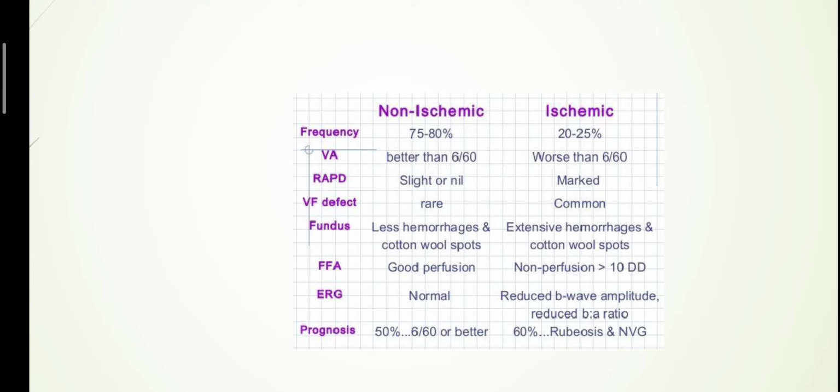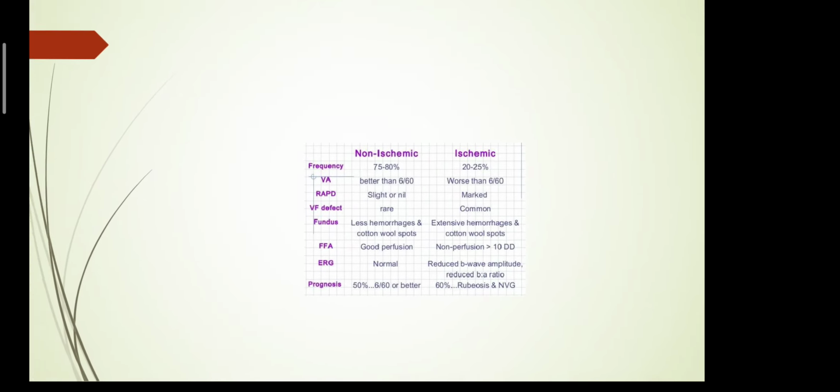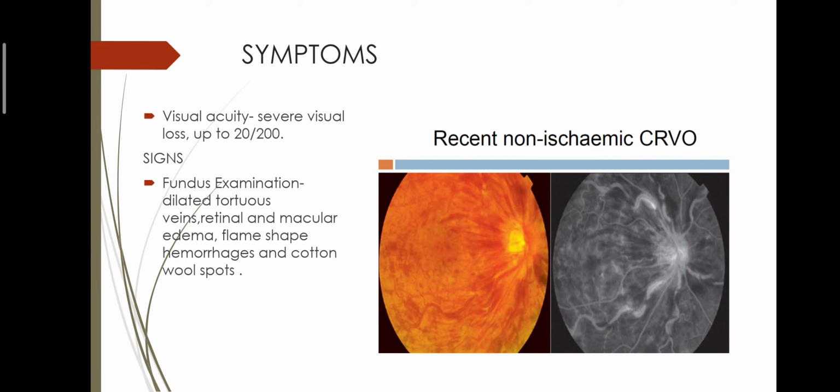So we need to check visual acuity, look for RAPD, do the fundus examination, and get FFA done. Based on this, we can classify into ischemic and non-ischemic. The reason to classify is for the prognosis of the patient. So the next is symptoms in case of CRVO.